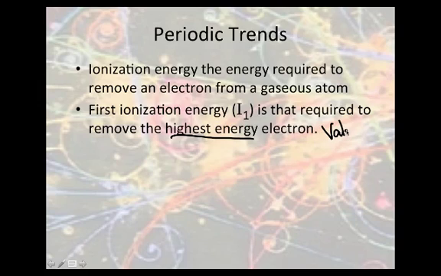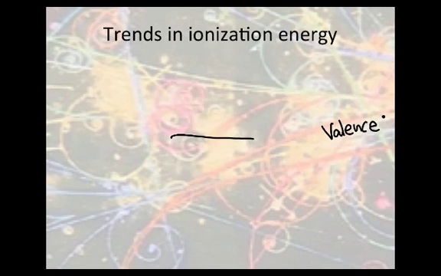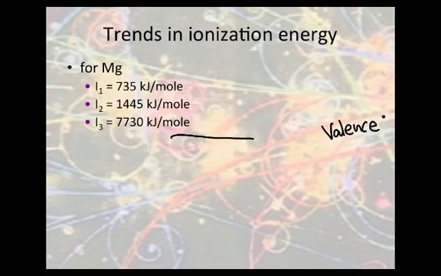the valence electron, the one that's farthest out from the nucleus, all right, where n is the highest. And then the second ionization energy would be for the second highest electron, and so on. So we'd have a third ionization energy and a fourth, and so on. So let's have a real example of an actual element we might be working with.